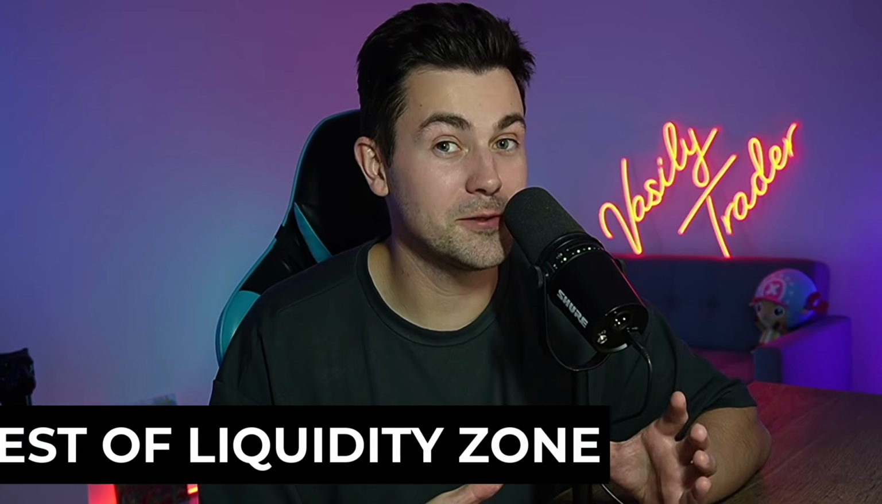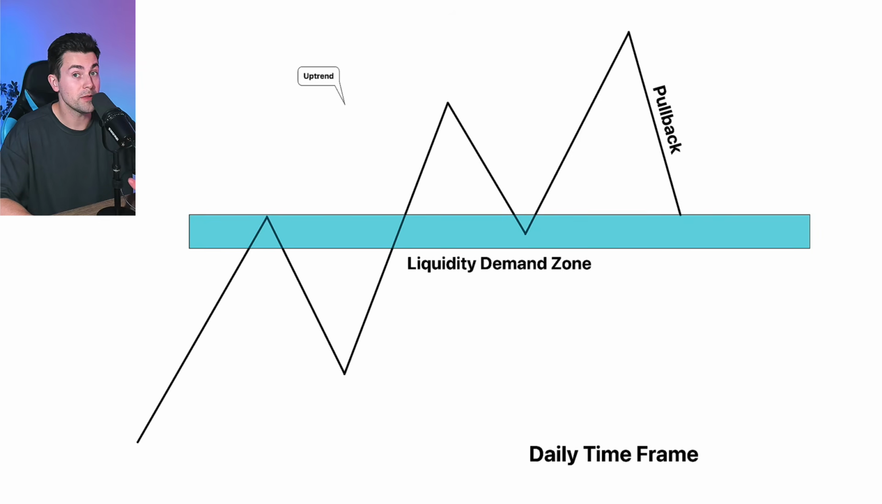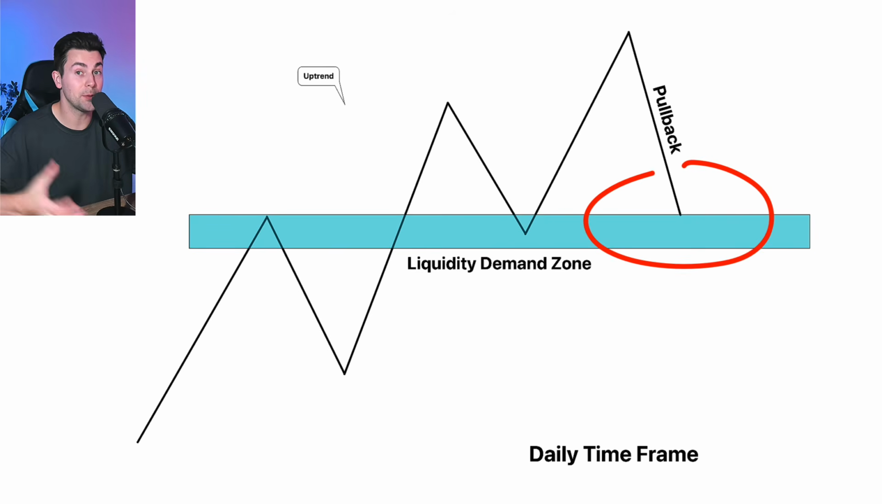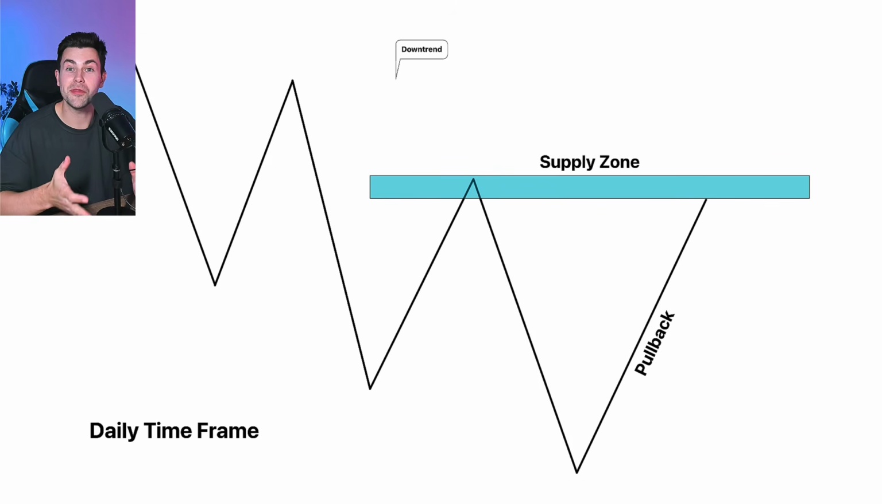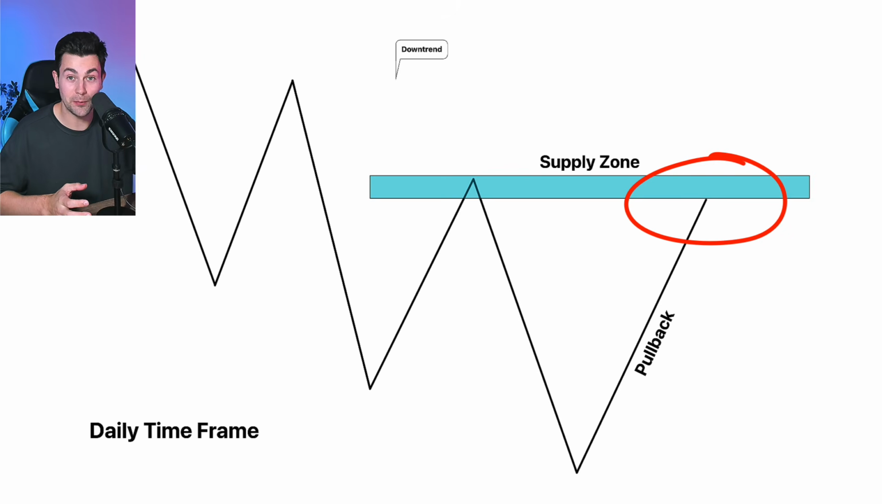Condition number 3, we will buy or sell only after a test of a liquidity zone. In an uptrend, the price should retrace to a liquidity demand zone. In a downtrend, the price should pull back to a liquidity supply zone. And the final condition, we will need a confirmed break of structure, BoS, on a 4-hour time frame as our confirmation signal.